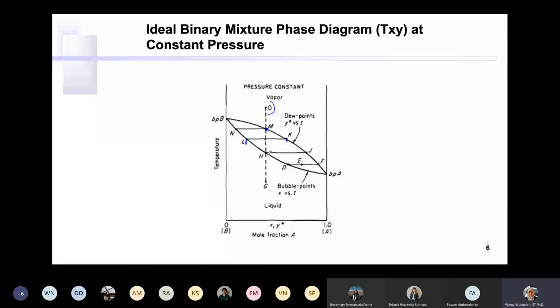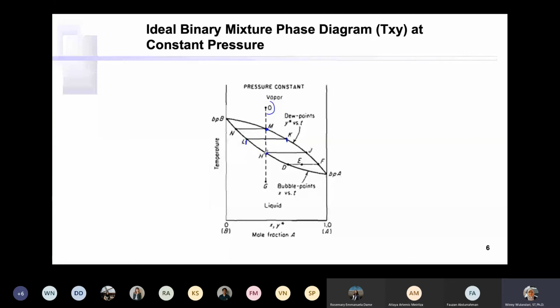And if you cool it down again, it goes into the bubble point. Is it called saturated liquid or saturated vapor? Saturated liquid. Yes, saturated liquid, right. Okay, and then you get this one. Hopefully you should be able to read the phase, and also the composition.